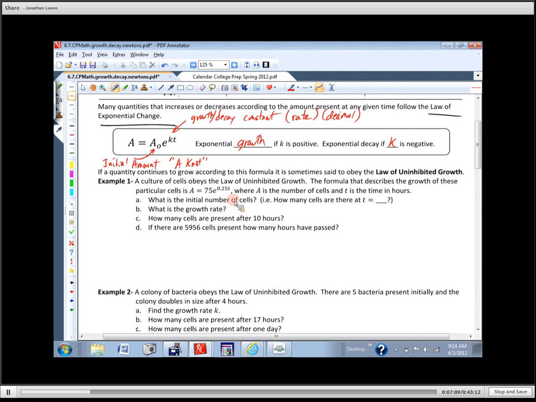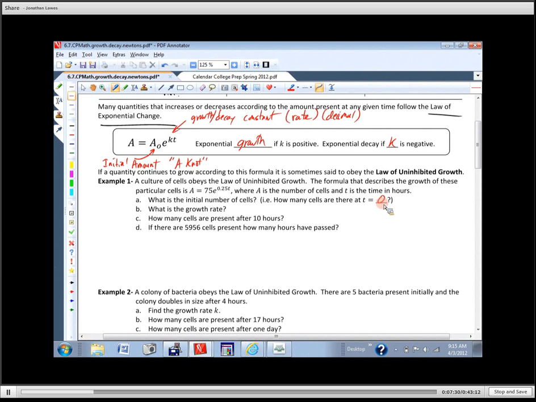Okay. So it says, what is the initial number of cells? Okay. In other words, how many cells are there when time is 0? Okay. Right at the beginning. Right when we click our stopwatch, we plunk this little cell down in this petri dish. We start our stopwatch. It starts off at 0. So how many cells are there initially?